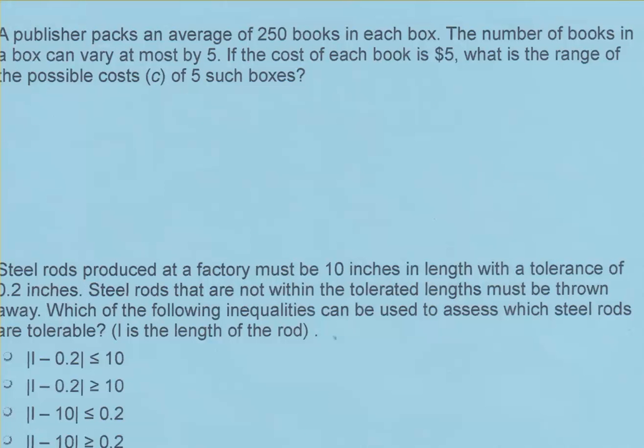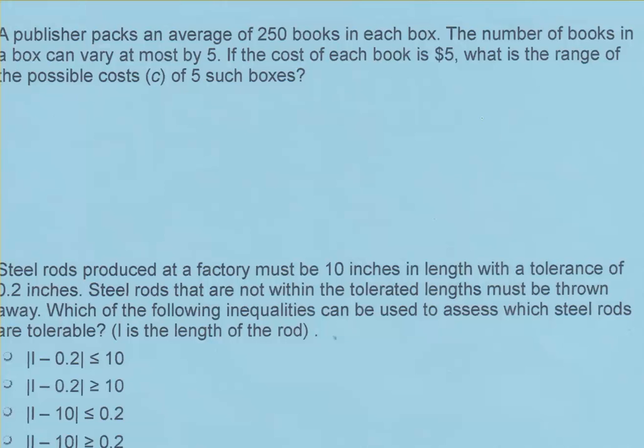word problems, which everybody loves. I know that part of this word problem is hanging off the page. I apologize for that. But you guys can always read it on yours. It says a publisher packs an average of 250 books in each box. The number of books in a box can vary at most by 5. If the cost of each book is $5, what is the range of the possible costs?